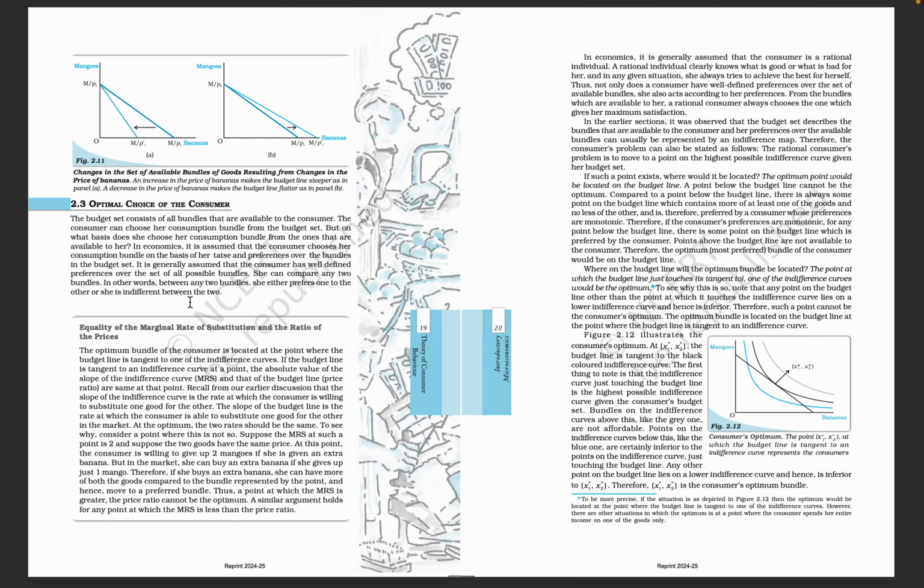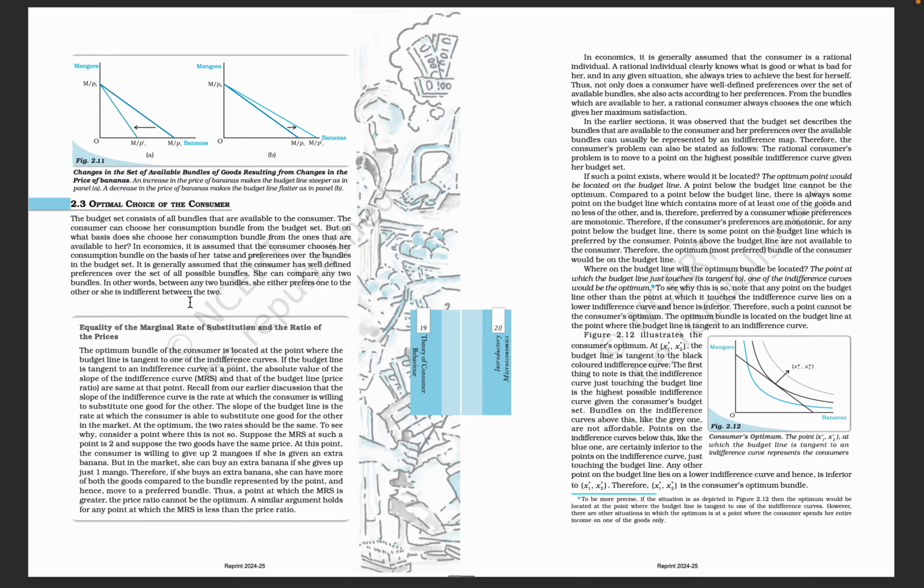Equality of the marginal rate of substitution and the ratio of the prices. The optimum bundle of the consumer is located at the point where the budget line is tangent to one of the indifference curves. If the budget line is tangent to an indifference curve at a point, the absolute value of the slope of the indifference curve, MRS, and that of the budget line, the price ratio, are the same at that point.